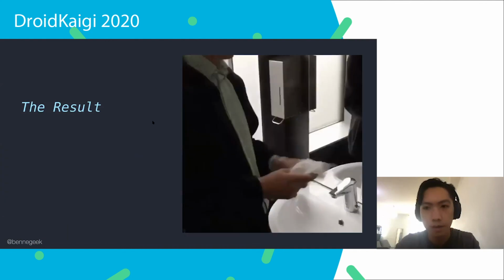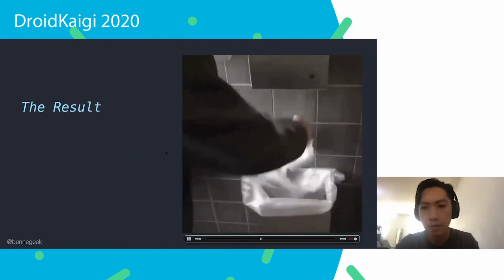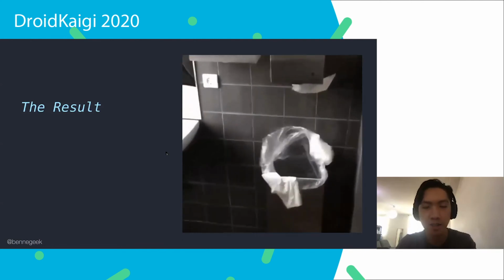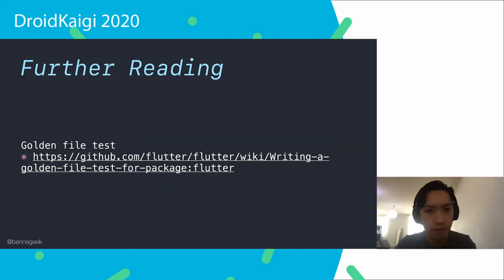So right now we have the unit test, but no integration test. And usually when you add just unit test, this is what will happen. So you can throw your trash, but when you're trying to dry your hand, it flies away. So we've prevented that issue with adding integration tests and widget tests. Here's some further reading if you want. The link to the slides will be provided.